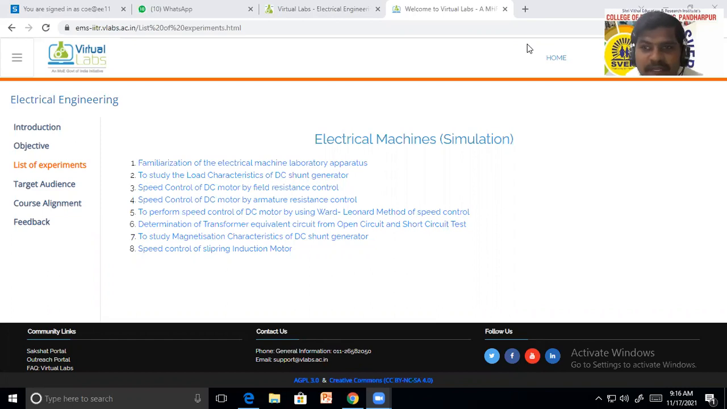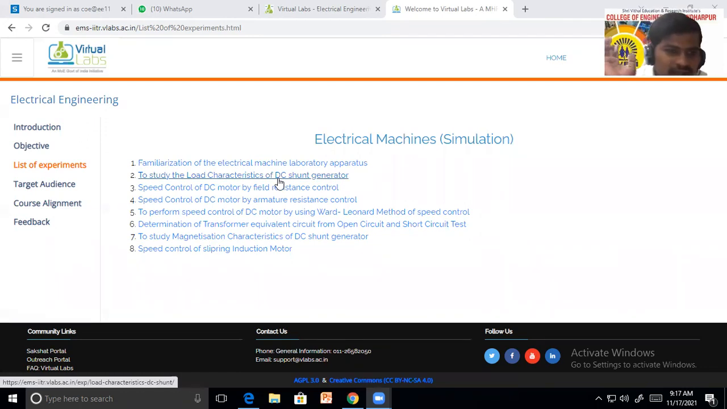So, in the previous practical, we discussed practical work in the virtual lab as well as in the physical lab. That is, the first practical, the study of characteristics of a DC shunt generator. We studied the magnetization characteristics of a DC shunt generator, as well as the load characteristics of a DC shunt generator. We have already discussed this practical in the virtual lab as well as in the physical lab. Now today we will discuss the next practical.